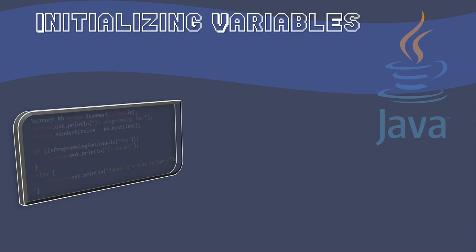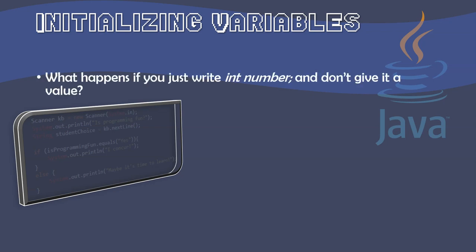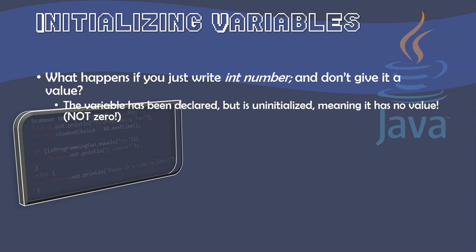Now, there's one last thing, which is initializing of variables. Remember, we said we could declare and initialize variables. So what happens if I just write int number semicolon? All right, and I don't give it a value. It will compile fine in my code. I won't get any errors. But what does that mean in terms of how that's going to actually work in my program?